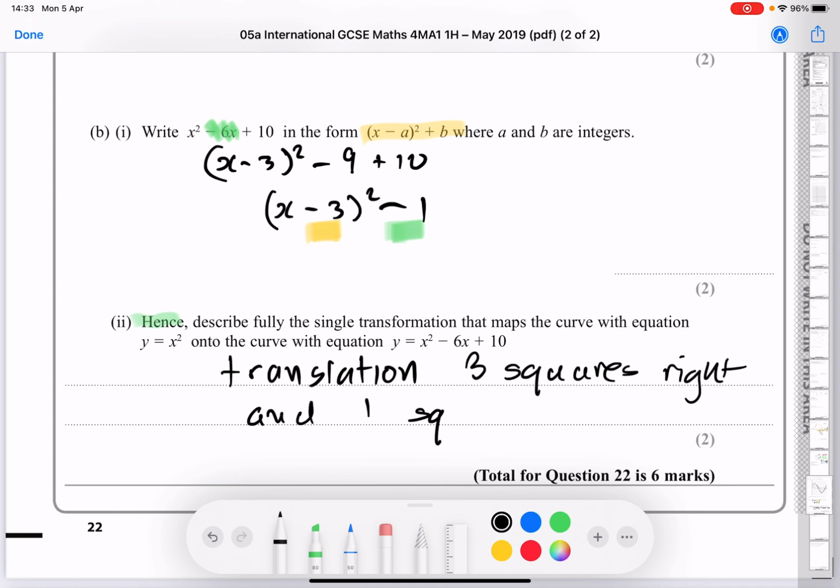Now that's a lot of memory stuff that we'd have to do here, and that might be something that we're struggling with. We have to remember that things inside the brackets only affect the x, so only move horizontally, and they go in kind of the opposite direction that you'd expect, whereas things outside the brackets only affect the y values, and they do exactly what you expect. All right, hopefully that's enough, and if you have other questions, you'll come back to me.